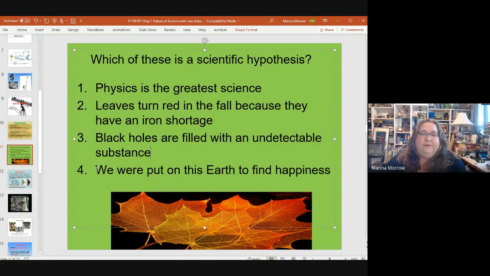Okay, 4, we were put on this earth to find happiness. Well, that's sort of what you might call a philosophy of life, but it's not a scientific hypothesis. It would be nice if it was true, but it's kind of difficult to test. All right, so let's go on and look at some other parts of the scientific method.